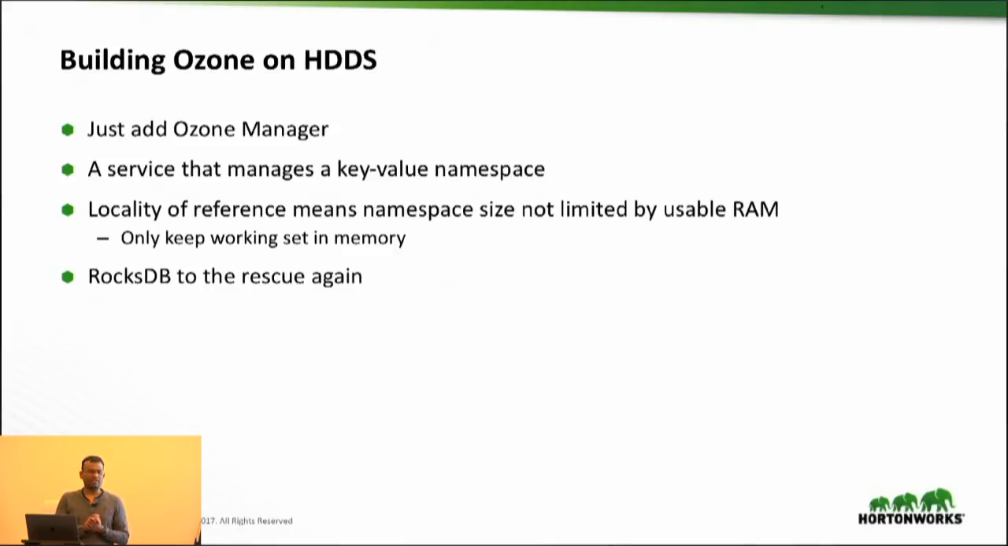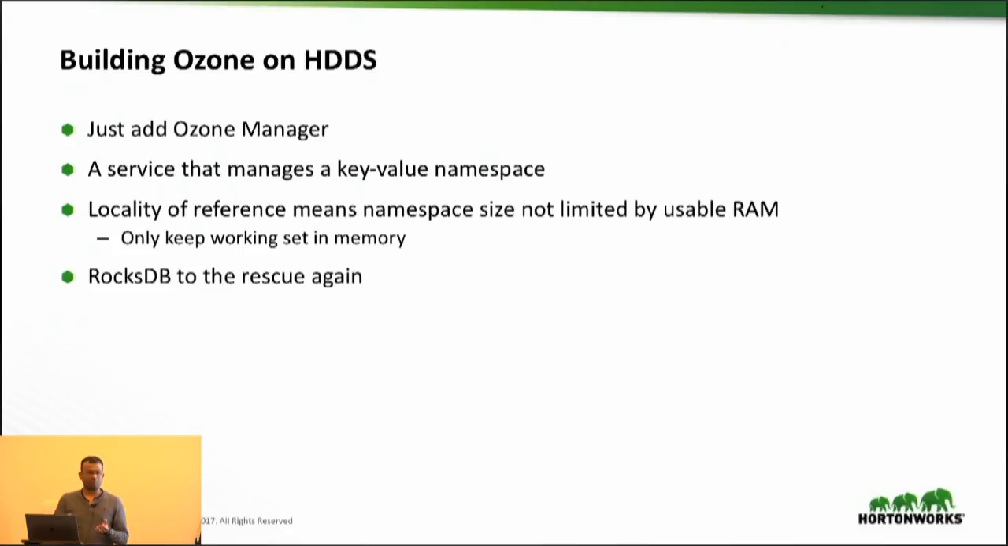And the nice thing about the namespace is that it has a locality of reference. So that means Ozone Manager can support a namespace of tens of billions of objects. And not all of that needs to be cached in RAM like the name node. Only the working set needs to be in RAM. So the scalability of the Ozone Manager is not limited by how much memory you can have or how much heap you can manage.